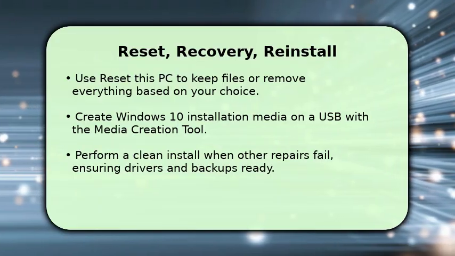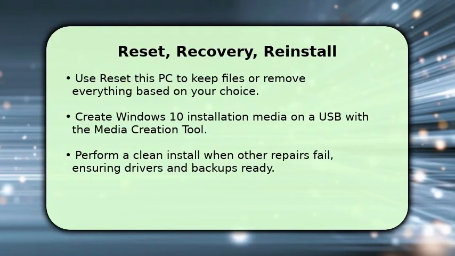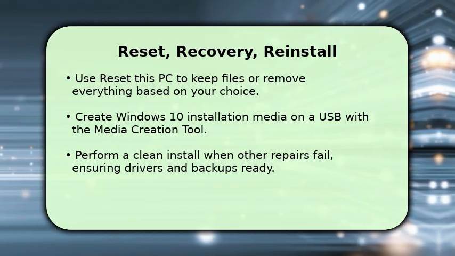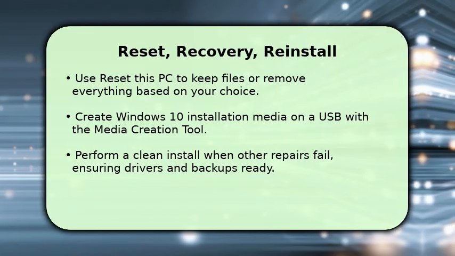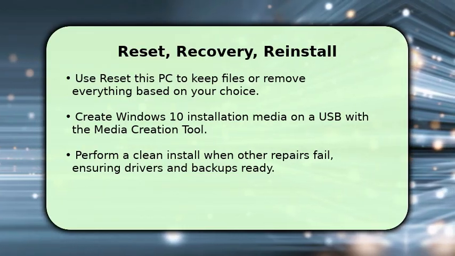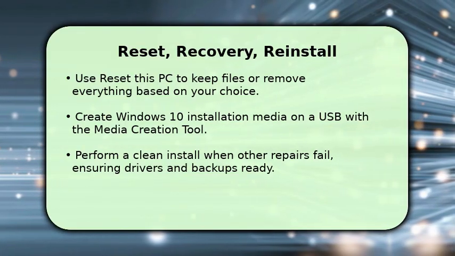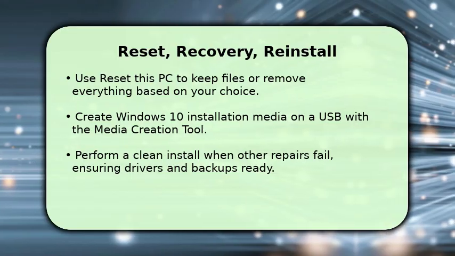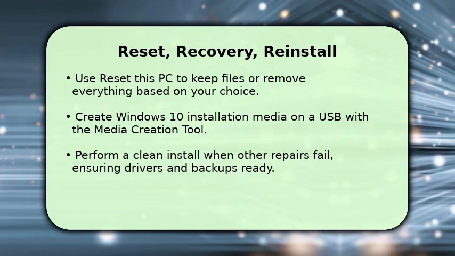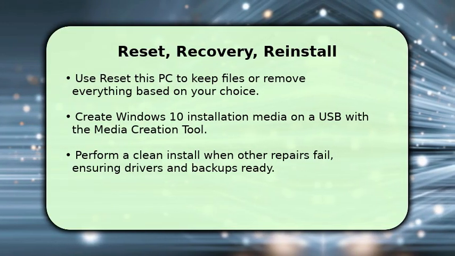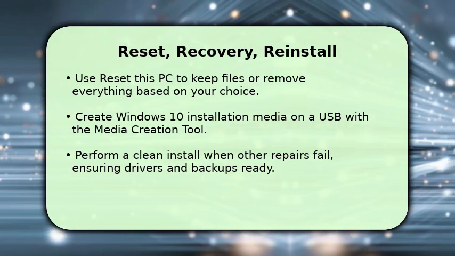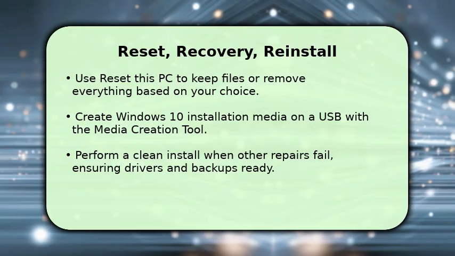Choose an option to keep personal files or remove everything before proceeding. If reset fails or errors persist, create Windows 10 installation media on a USB with the Media Creation Tool. Boot from the USB and perform an in-place upgrade or a clean install after backing up. Reinstall device drivers and run Windows Update until current. A clean install resolves deep corruption while preserving hardware stability and performance.